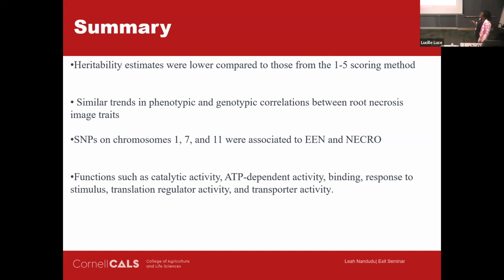We saw similar trends in genotypic and phenotypic correlations. Again, SNPs associated with only 2 traits were identified, and the genes in those regions again enhance symptom expression in CBSD. So that was my objective 2.